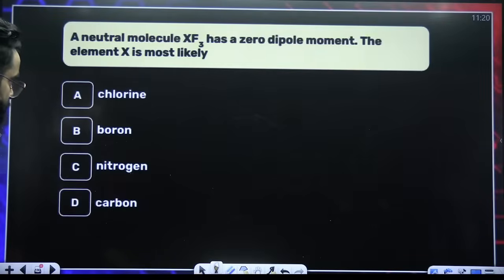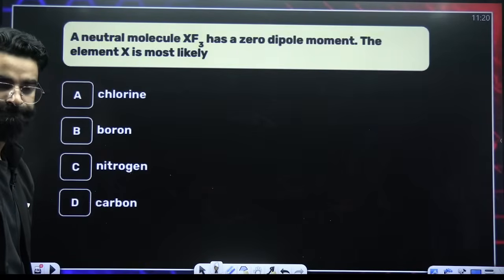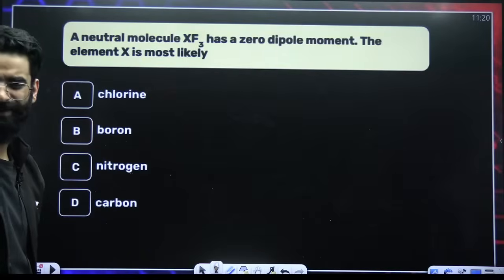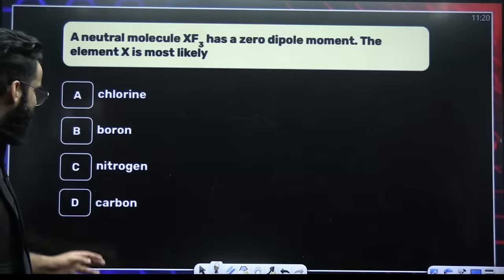Tell me, a neutral molecule XF3 has a 0 dipole moment. The element X is most likely? Quickly. XF3. That means it has to be BF3, right? Perfect. It has to be BF3.